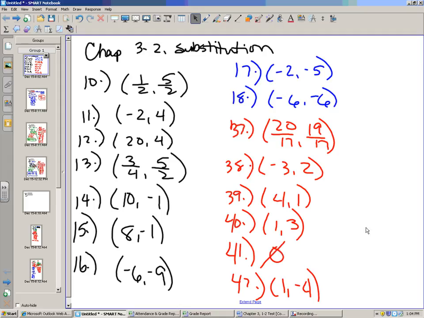Okay, we have a test in here tomorrow. Tomorrow is Thursday. The test is over sections 3.1 and 3.2, over finding the point of intersection via graphing, elimination, and substitution. Everybody clear on all that? Okay, great. Door, please.